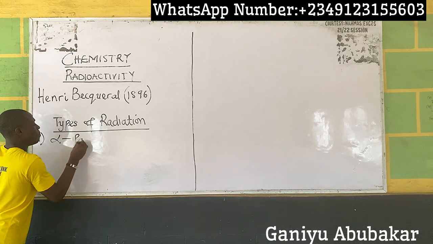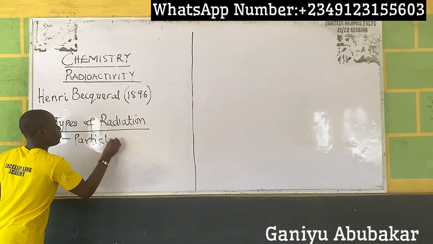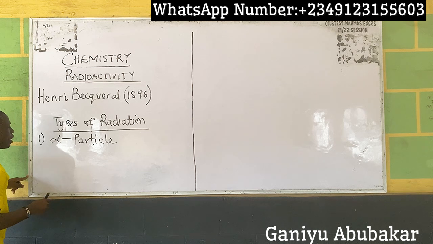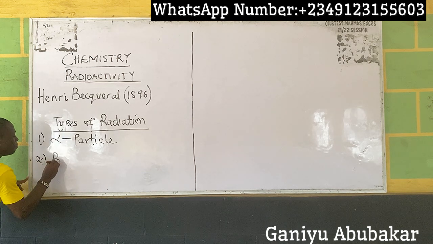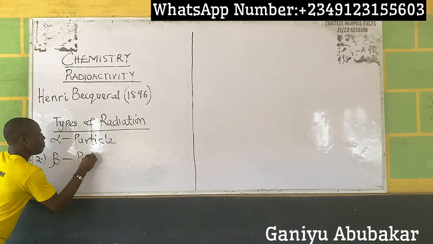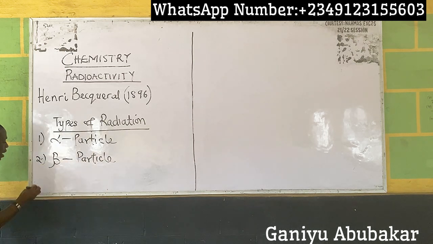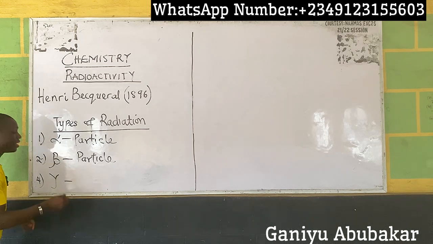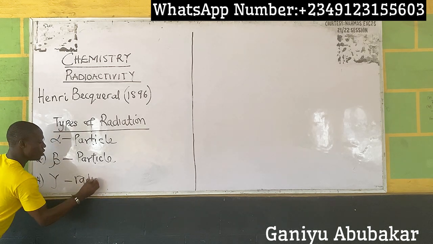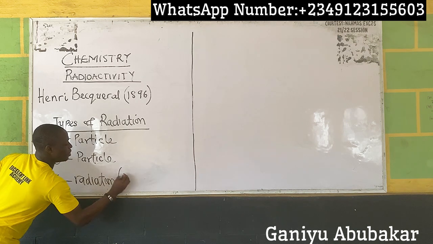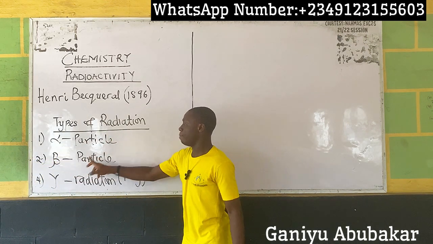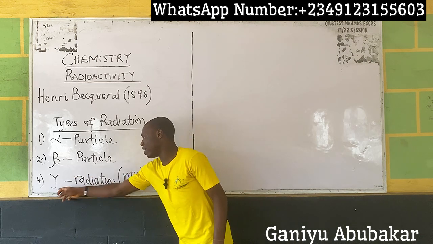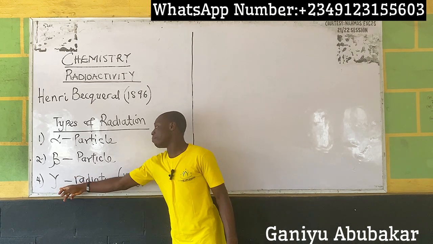Number one, I have alpha particle. Number two, I have beta particle. And number three, I have gamma ray radiation, or you call it gamma ray. So I have alpha particle, beta particle, and gamma radiation.